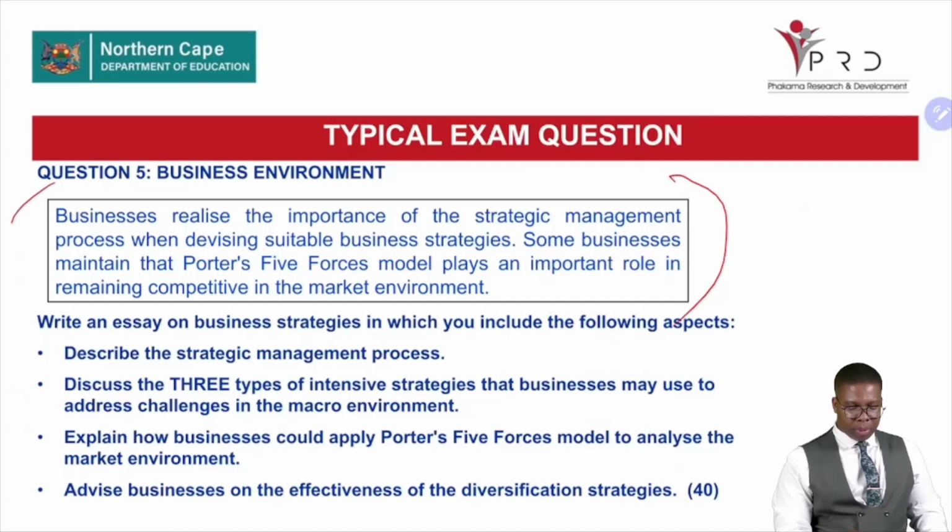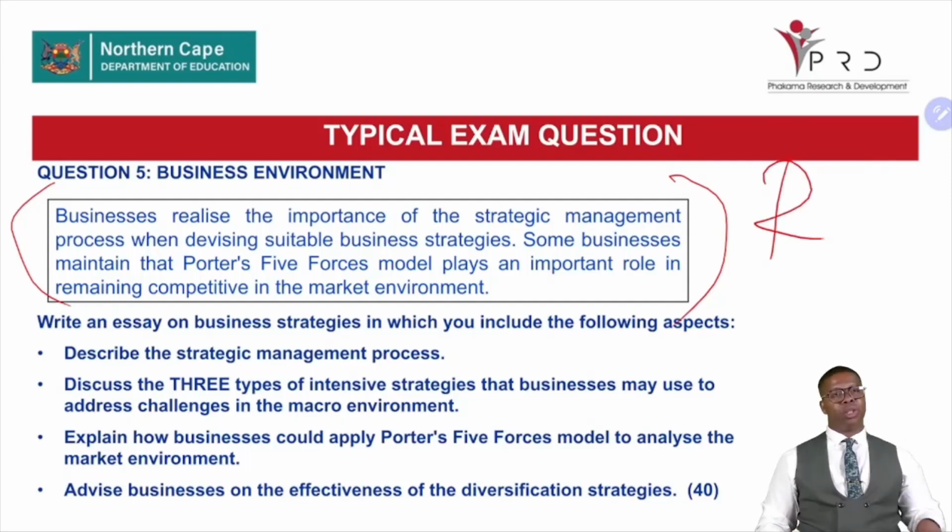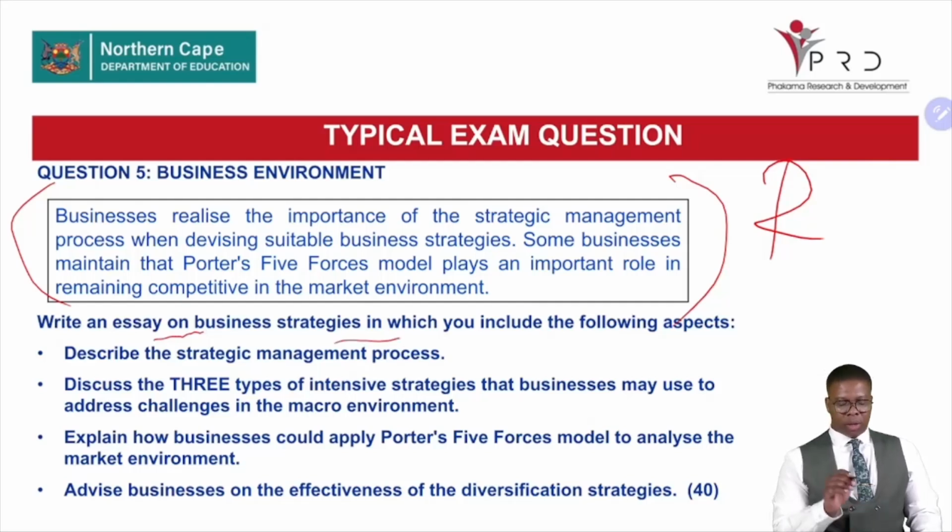Remember, I spoke about the preamble to say make sure that you do not quote anything, because it will be marked as R, meaning repetition of facts, because you are repeating something that was given to you through the question paper. So your focus should be on write an essay on business strategy. So the preamble reads in the following way. Businesses realize the importance of the strategic management process when devising suitable business strategies. There's no answer there. And some businesses maintain that Porter's 5 forces model plays an important role in remaining positive in the market environment.